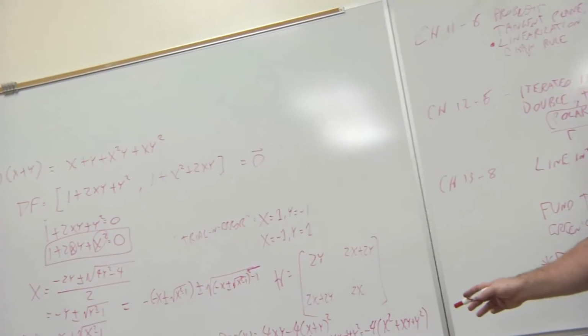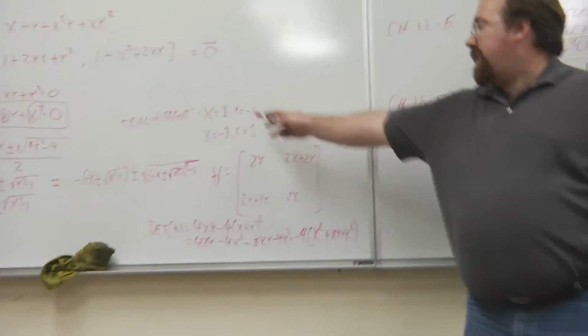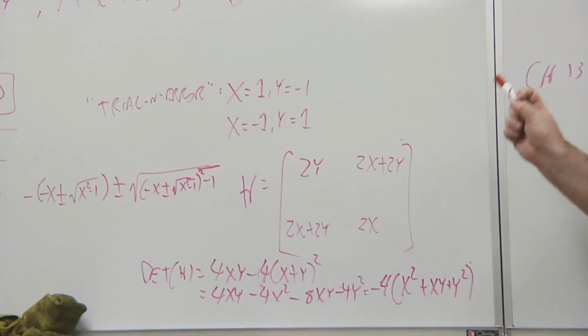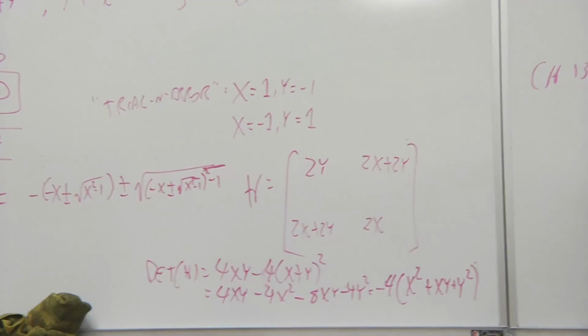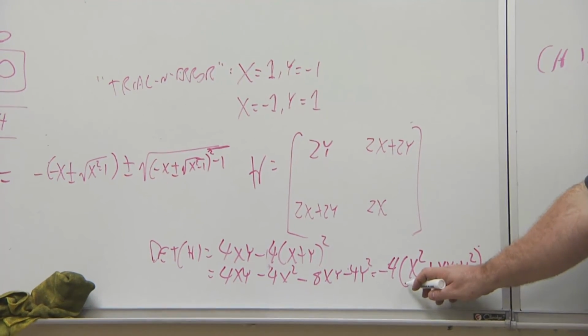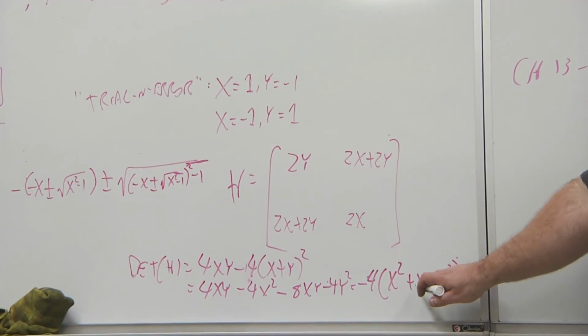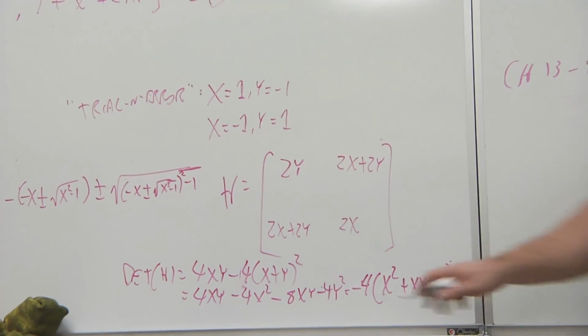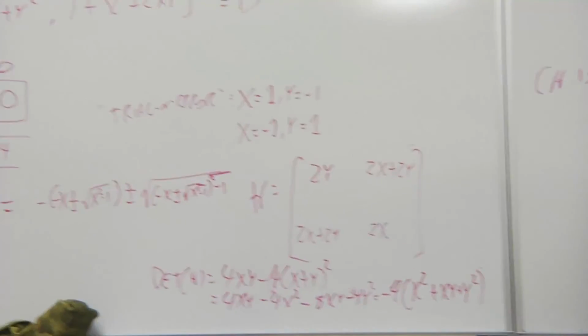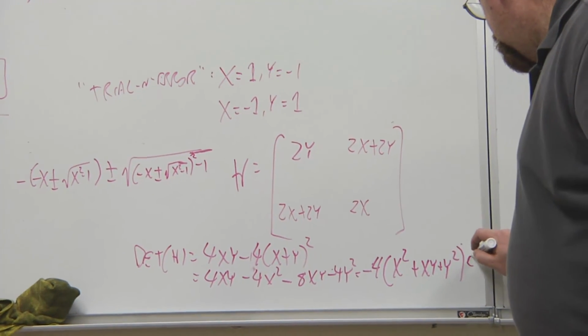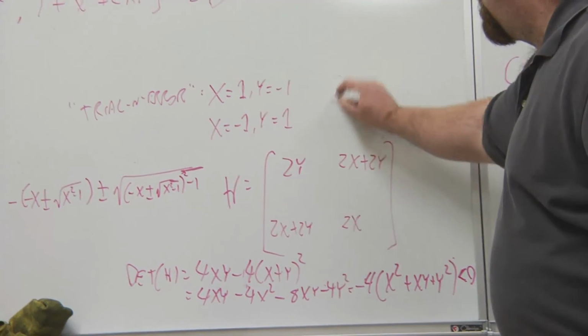But now we need to take this and plug in these sets of values. If you plug in x is 1 and y is minus 1, or vice versa, you're going to get a plus 1 here, a plus 1 here, and a minus 1 in the middle. So the whole thing, because of the minus 4 out front, is going to turn out to be negative. So both of these are saddle points.